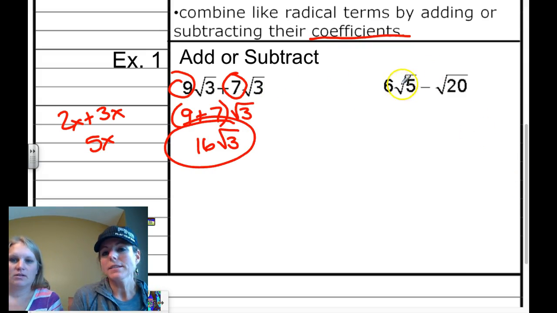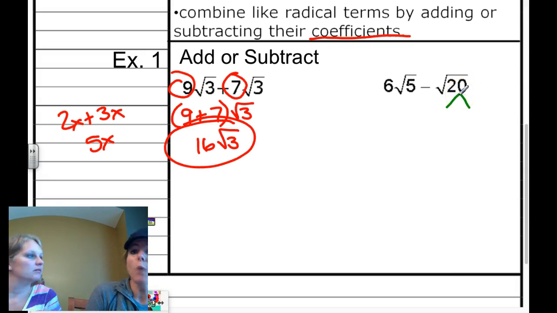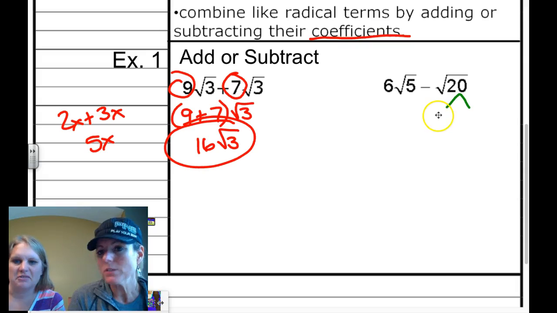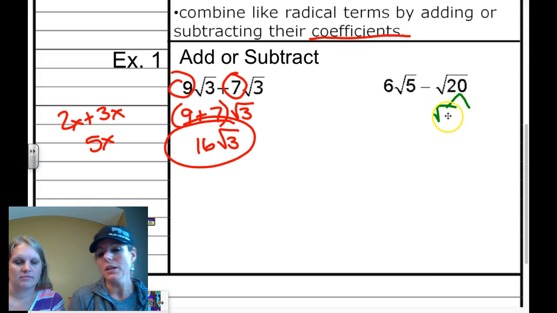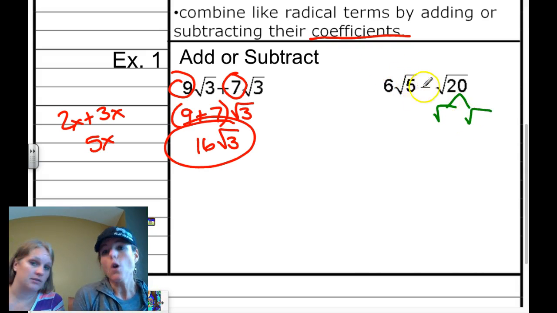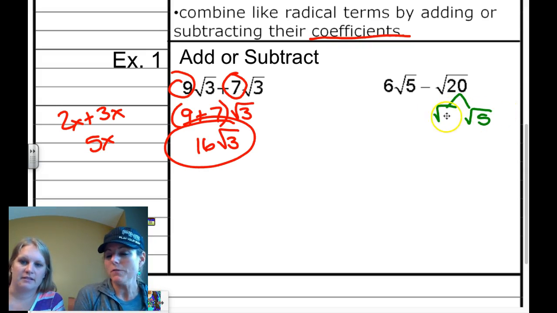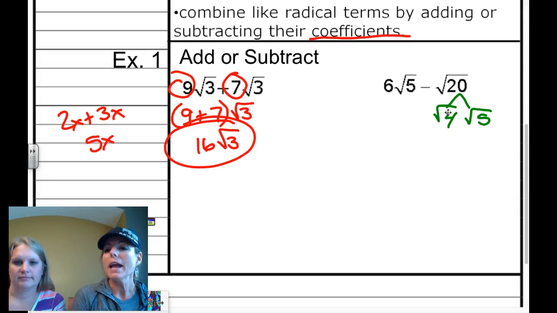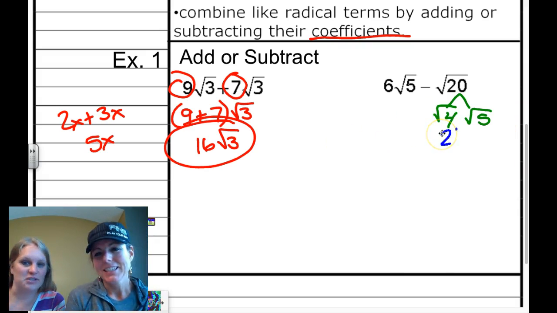Notice they are not like radicals. So we have to make them like. So what I would do first is we have to go back to what we did on part 1. And we have to simplify this. So we want to think of two numbers that multiply together to give us 20. Well, we for sure want 5. So then, what do you multiply 5 by to get to 20? 4. And the nice thing is 4 is a perfect square. 4 becomes just 2.